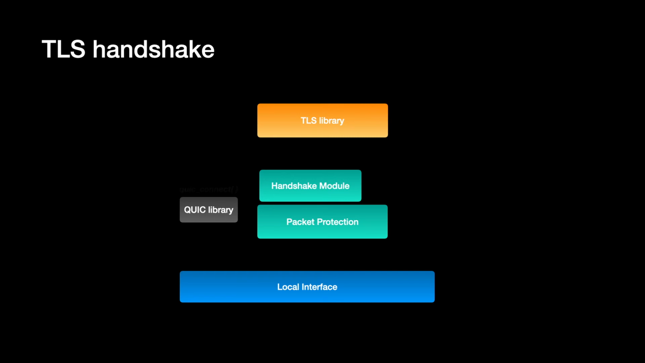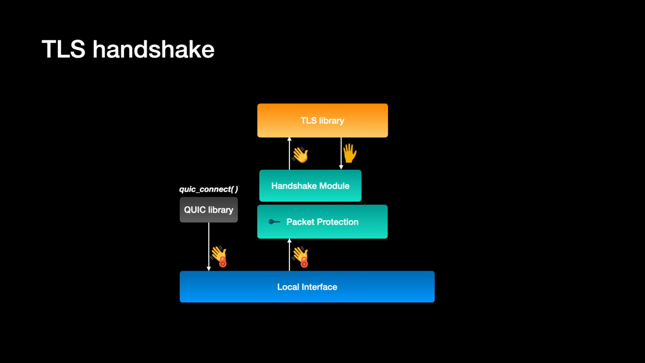When we call QUIC connect, the client library sends out the client initial to the local interface. It is then received by the packet protection module, which uses the initial key to decrypt it and passes the decrypted payload to the handshake module. The handshake module then sends the client hello to the TLS library. At this point, the TLS library generates the server hello and sends it back to the handshake module, which saves it in a buffer.